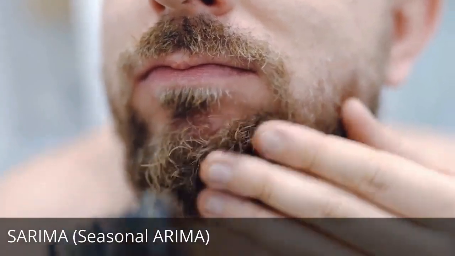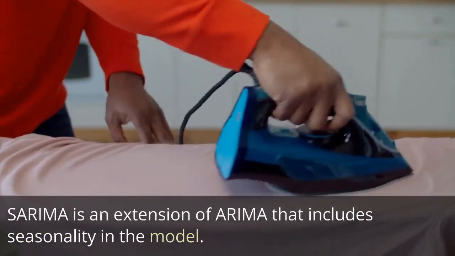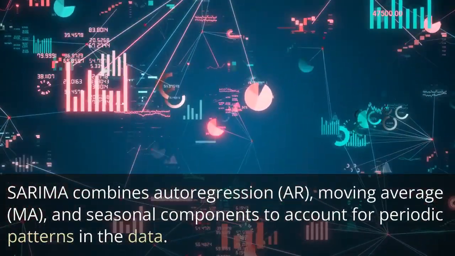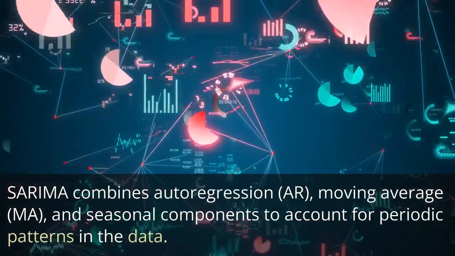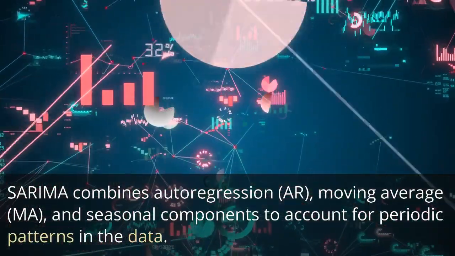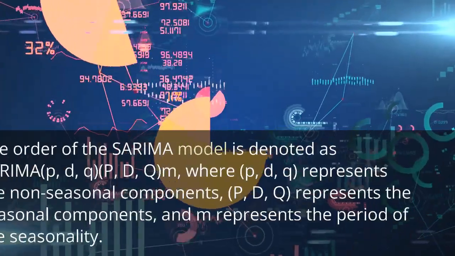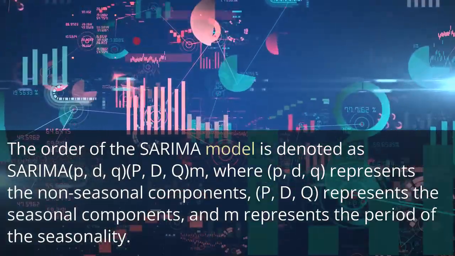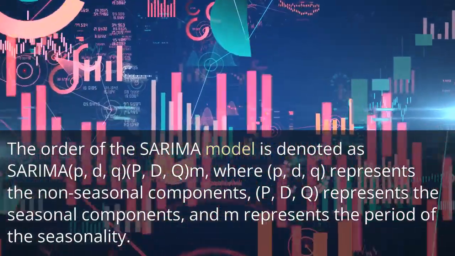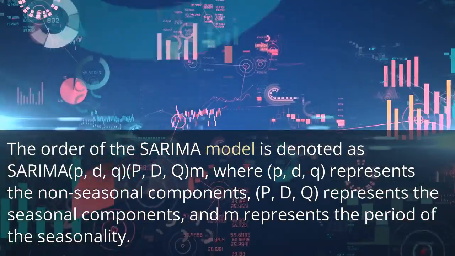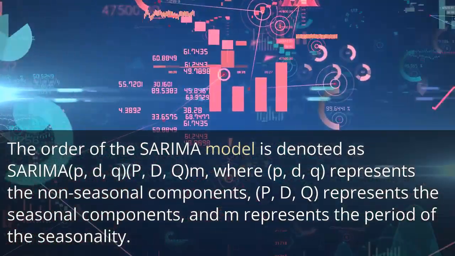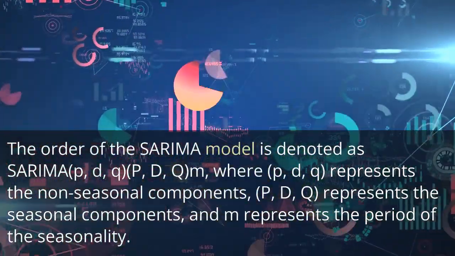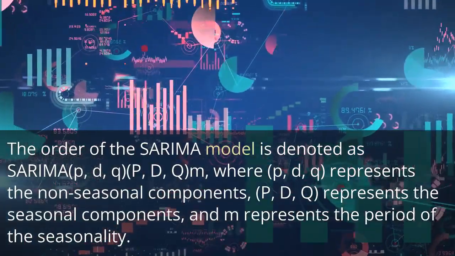SARIMA, Seasonal ARIMA. SARIMA is an extension of ARIMA that includes seasonality in the model. SARIMA combines autoregression, AR, moving average, MA, and seasonal components to account for periodic patterns in the data. The order of the SARIMA model is denoted as SARIMA(p, d, q)(P, D, Q)m, where p, d, q represents the non-seasonal components, P, D, Q represents the seasonal components, and m represents the period of the seasonality.